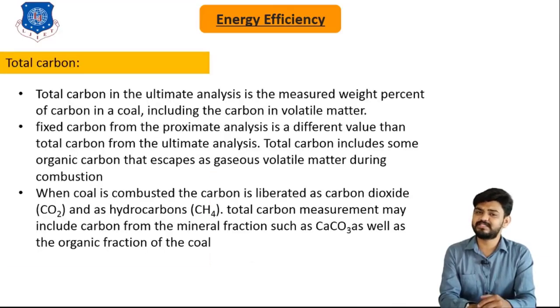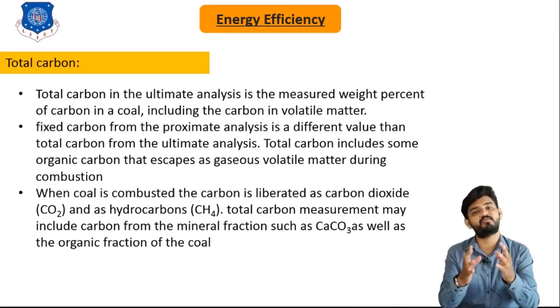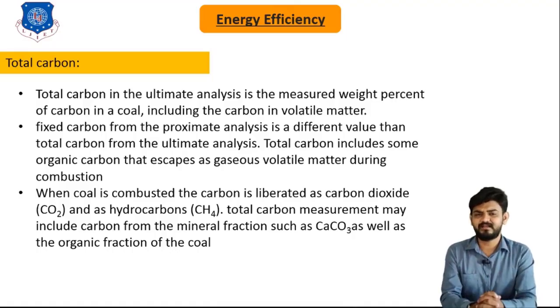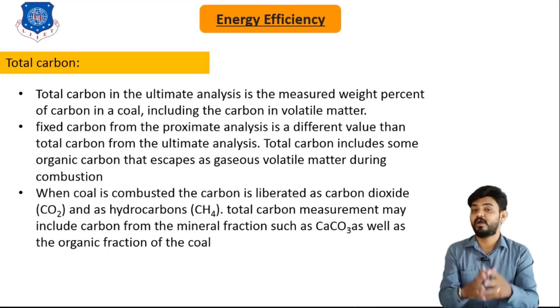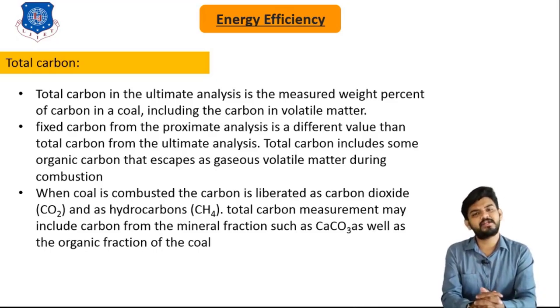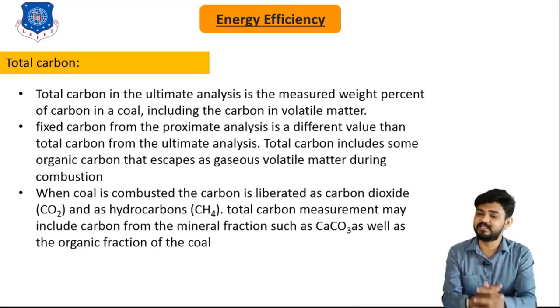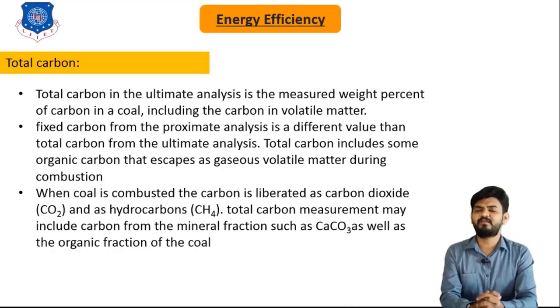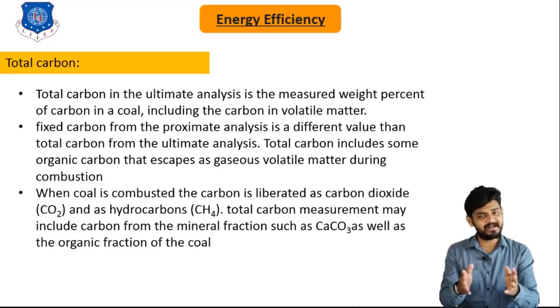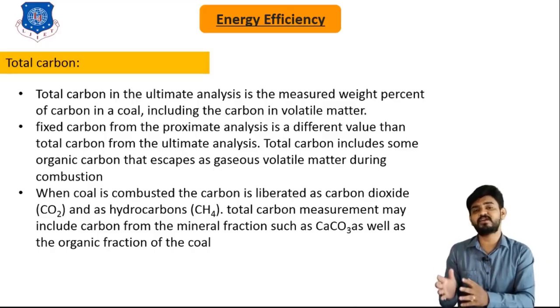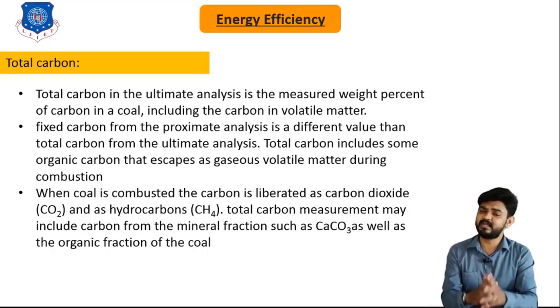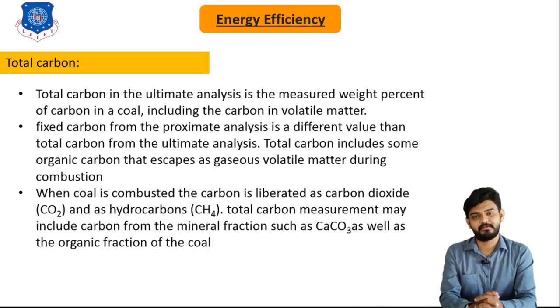Now, let's move to the second measurement, and that is the measurement of total carbon. The carbon in the ultimate analysis is the measurement of the weight percentage of total carbon present in the coal sample. The fixed carbon from the proximate analysis that we saw in the previous video is a completely different value from the total carbon. If you have missed that proximate analysis, you can find that video in the I button.